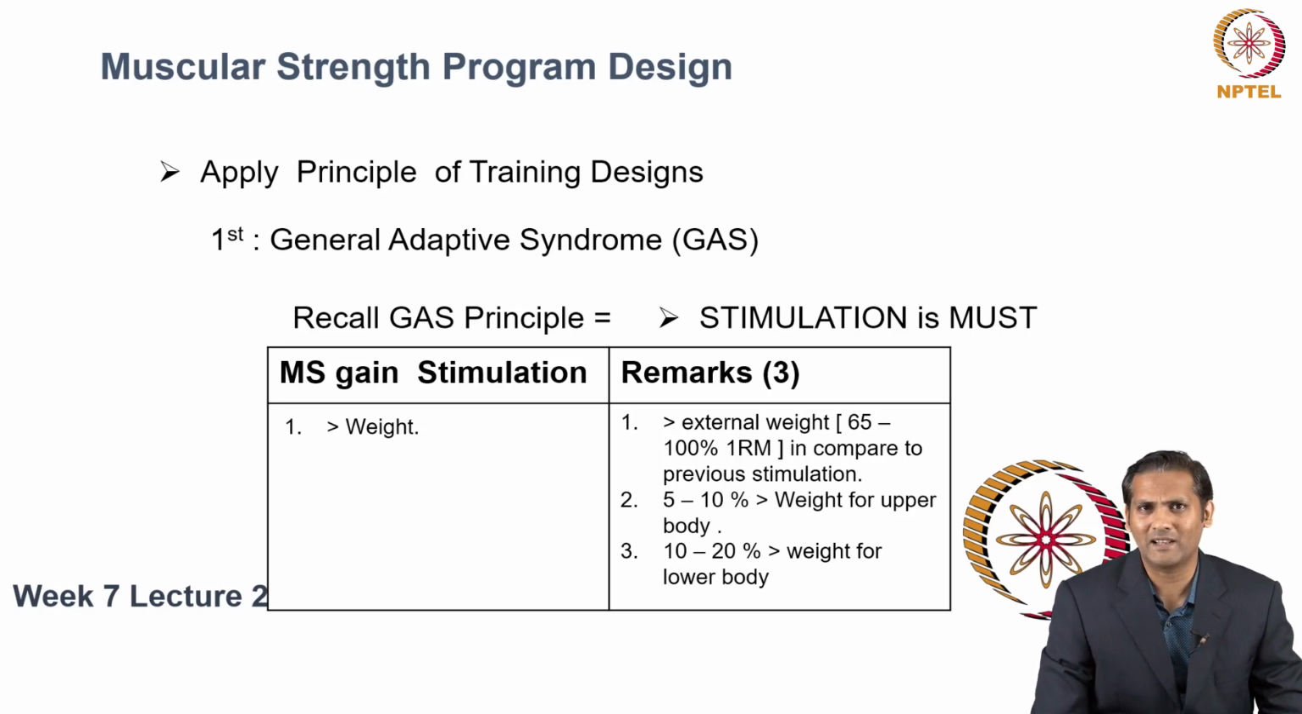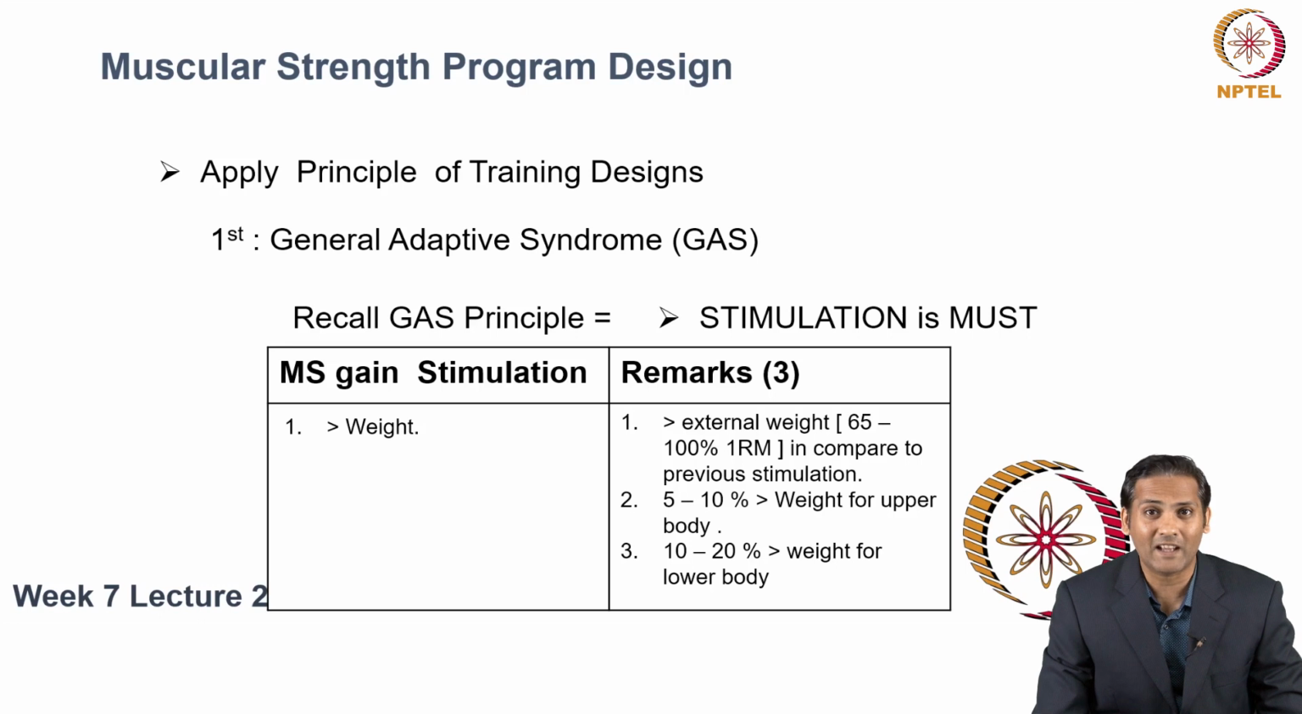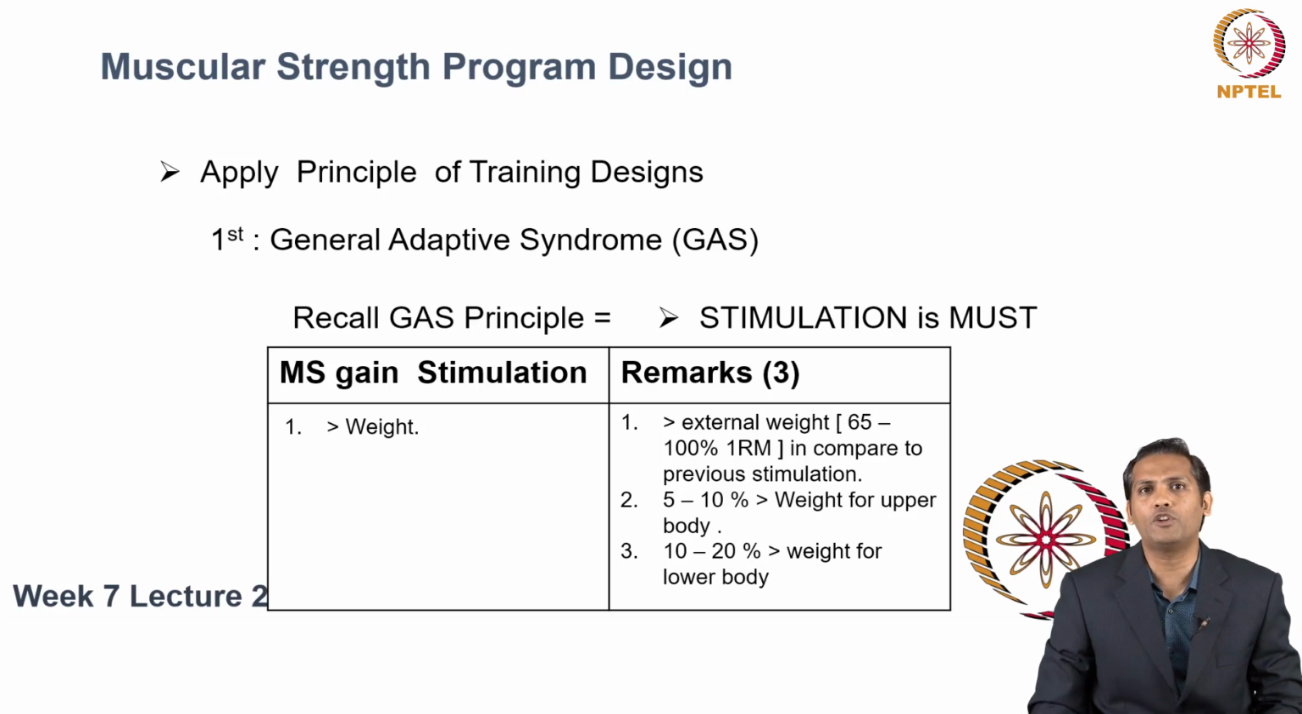The general guideline for muscular strength gain, when you use greater external load or greater external weight, is to progress the weight by 5 to 10% at every stimulation if you are training your upper body muscles. If you are training your lower body muscles, you should be increasing the load or weight by 10 to 20% at every stimulation.